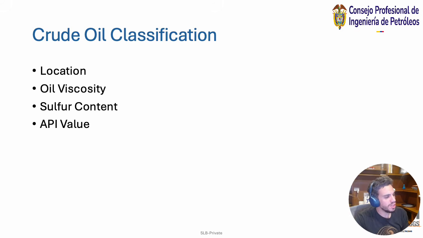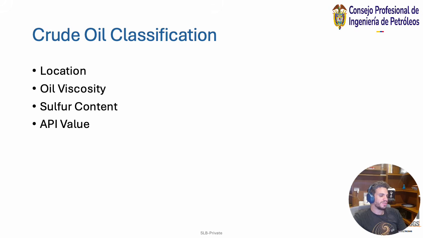The viscosity of the oil will tell me about the nature of the oil. Is it light? Is it intermediate? Or is it heavy? Sulfur content, like the previous example I said, where high sulfur content is explosive, so it changes the entire project.